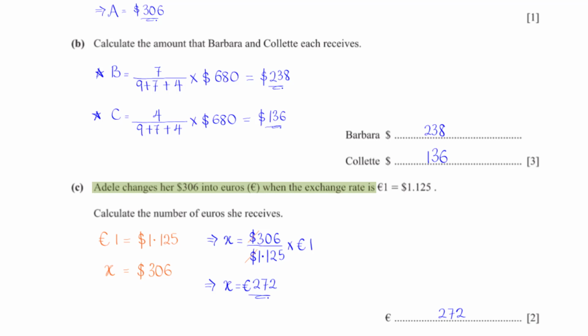Adele changes her $306 into euros when the exchange rate is €1 equals $1.125. Calculate the number of euros she receives. First, we set up the conversion ratio. When we cross multiply and make x the subject, this is what we have, which is equal to 272 euros.